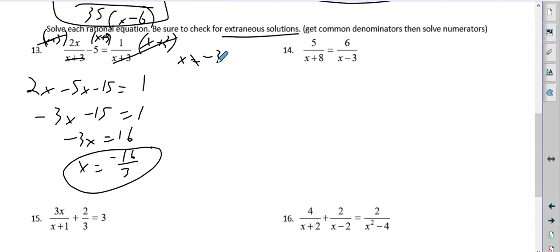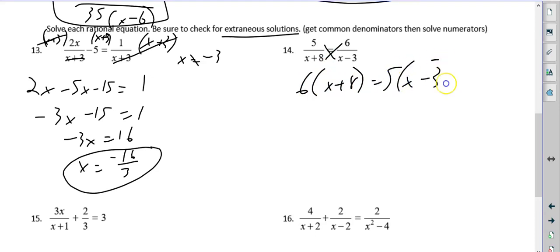All right. In a simple one like this on 14, we're literally just cross multiplying. So 6 times x plus 8 equals 5 times x minus 3. Okay. Technically, we're multiplying both by x plus 8, x minus 3, the LCD. And then the x plus 8s cancel, and the x minus 3s cancel, and we're left with this. Okay. So we end up with 6x plus 48 equals 5x minus 15.